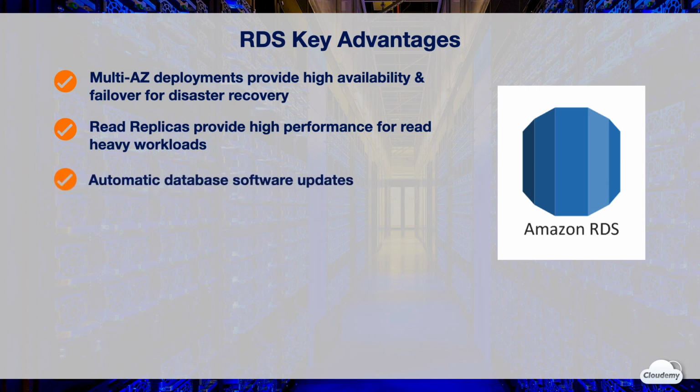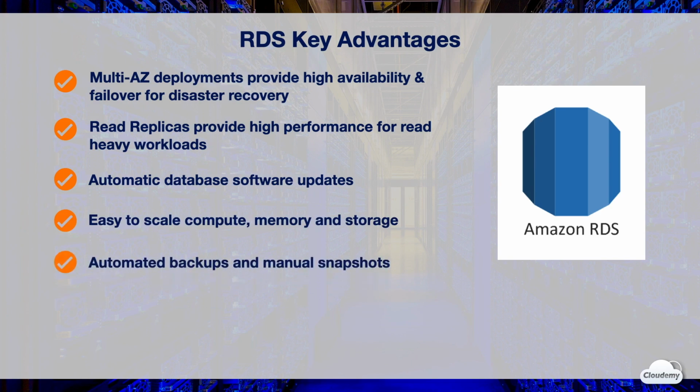RDS automatically updates the database engines for you and makes sure they stay up to date with the latest patches. RDS allows you to easily scale the compute and memory by changing the DB instance class. You can also enable auto-scaling for database storage without downtime. You can easily back up and recover RDS databases, using automated backups and manual snapshots. RDS supports encryption at rest using AWS KMS, and encryption in transit using SSL. When you enable RDS encryption at rest, data stored in the underlying storage is encrypted, including backups and read replicas.